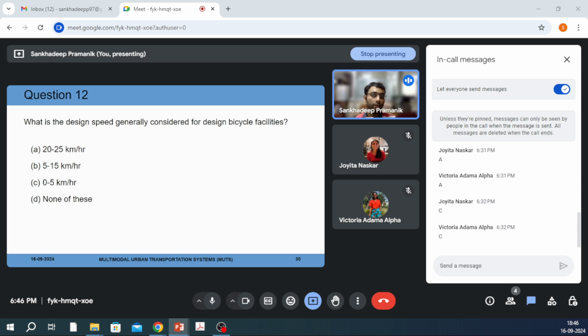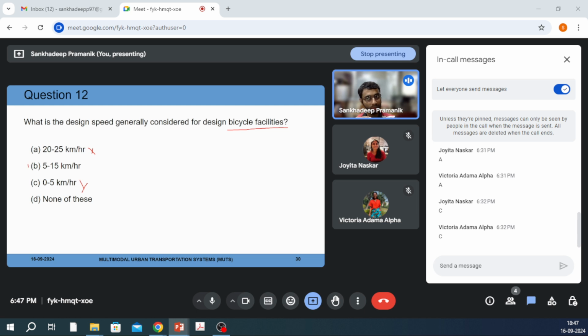You can think like that: 0 to 5 kilometer is quite a low speed. Generally people walk at that speed, so 0 to 5 is quite a low speed to design a bicycle facility. On the other hand, this 20 to 25 kilometer is also quite high, so every bicycle may not go at that high speed. So this one also cannot be true, and this one also cannot be true.